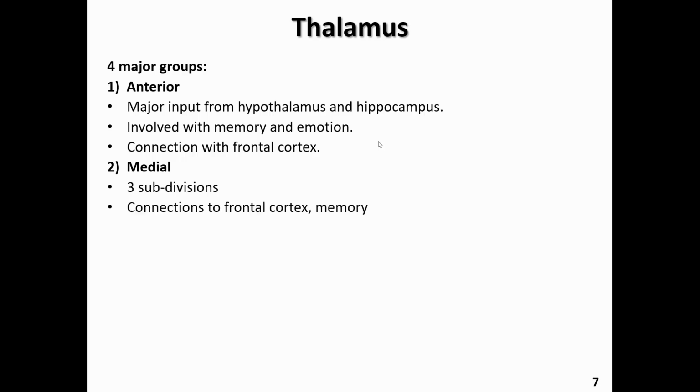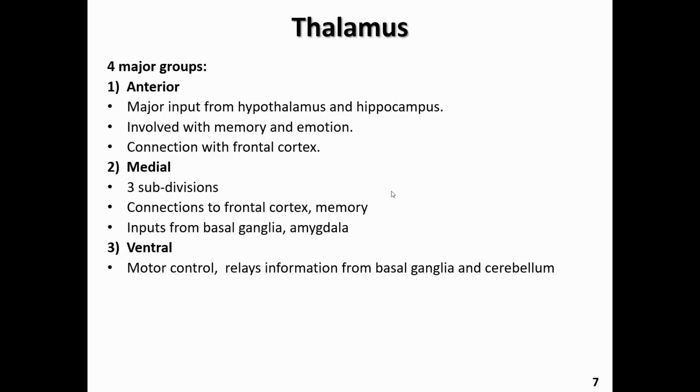The medial group is made up of three subdivisions itself, and it does have connections to the frontal cortex and regions that are involved with memory. And the medial portion of the thalamus does receive input from the basal ganglia and the amygdala portion of the brain. The ventral group does play an important role in motor control, the activation of muscles involved in the control of movement. And this information relays input from the basal ganglia as well as the cerebellum. And this information is conveyed to the somatosensory cortex.